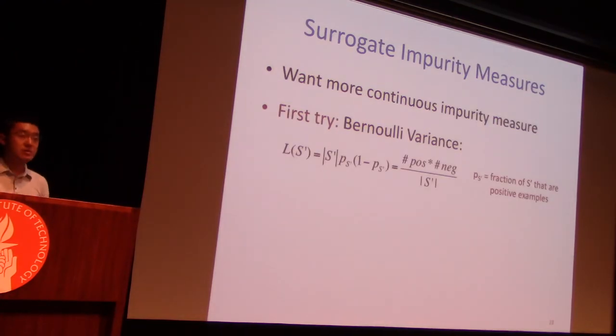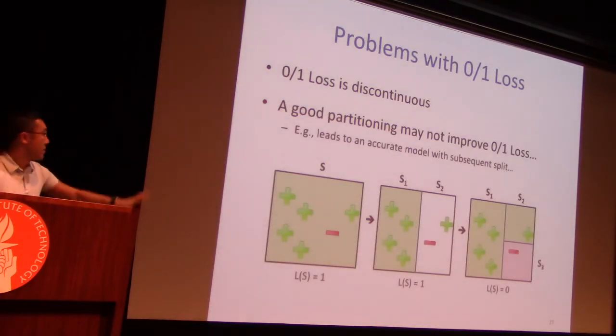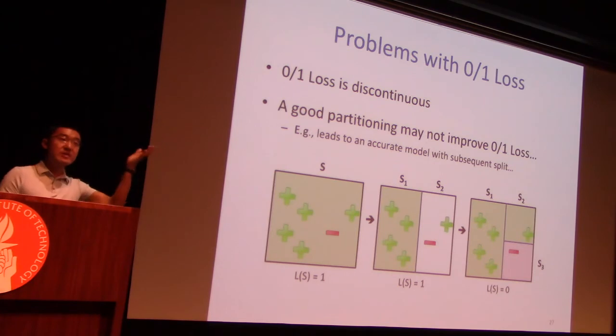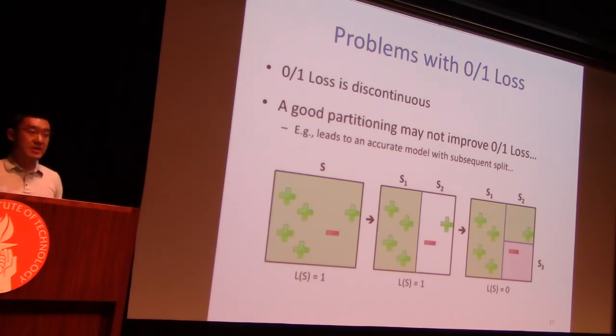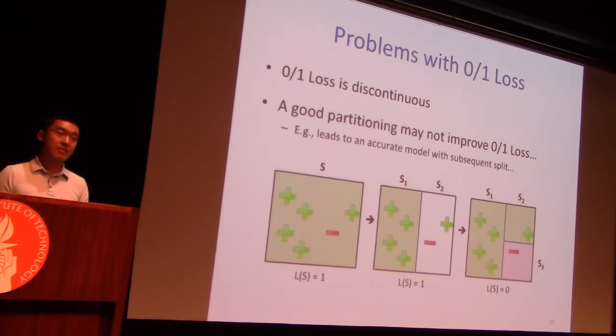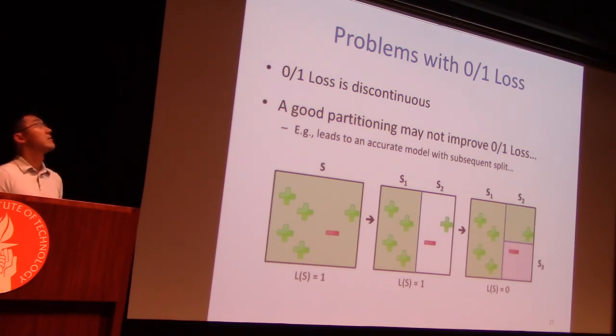So let's talk about surrogate impurity measures. Actually, before I do that, I should just mention that the reason we do greedy top-down induction is because exact training of a decision tree is either NP-hard or #P-hard. It's very hard. So we do greedy training.